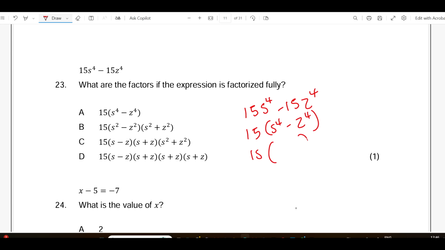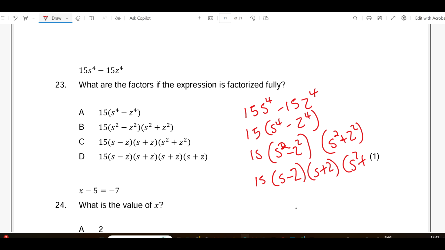This one also, they are perfect squares. It's going to be s^2 here, s^2 here, minus z^2, plus z^2. Sorry, I made a mistake here. So we still have a difference of two squares here. It's going to be 15 (s minus z)(s plus z)(s^2 plus z^2).